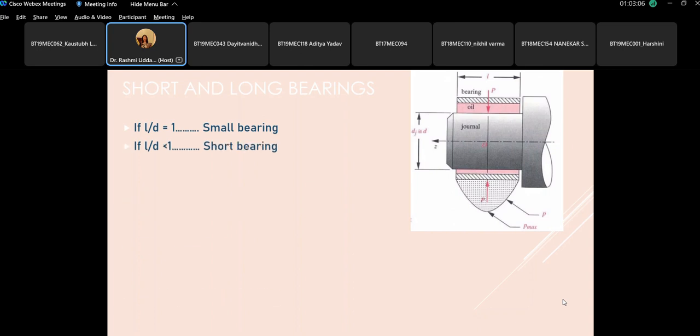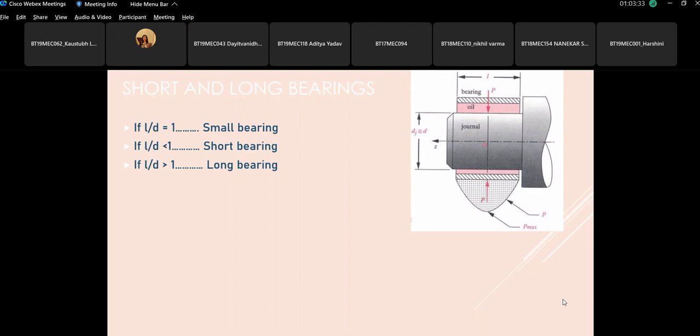If L by D is less than 1, then we call it a short bearing. So length is less, diameter is large. We'll see what the advantages and limitations of each one of them are. And if L by D is greater than 1, where the value might vary from 1.1 to 1.8, that would be termed a long bearing.